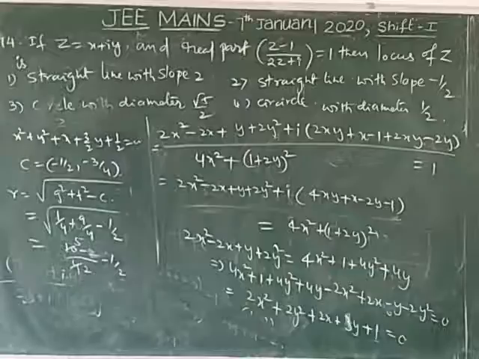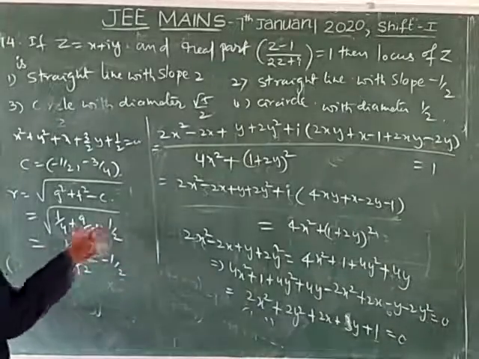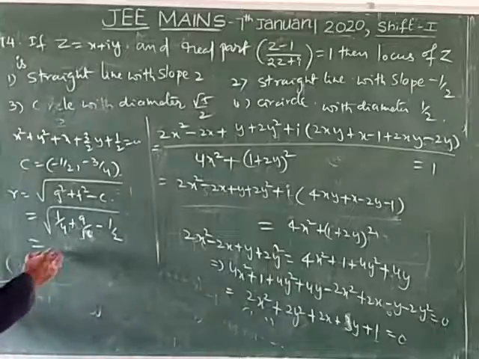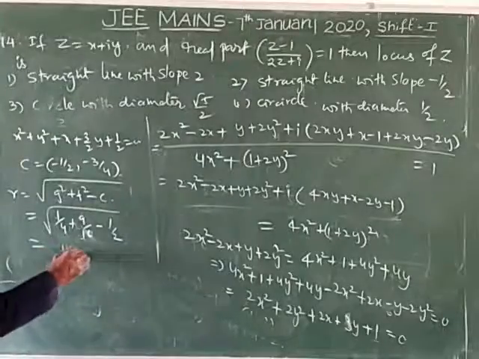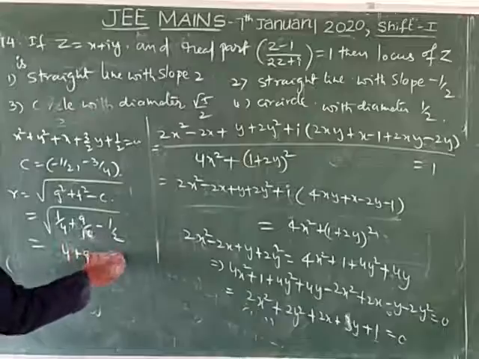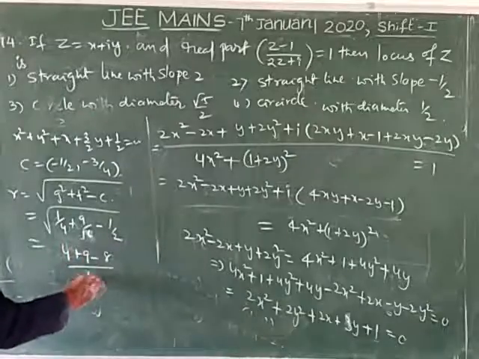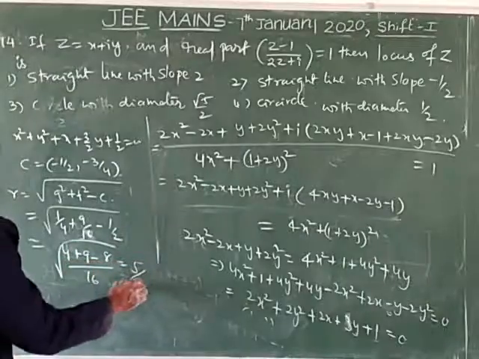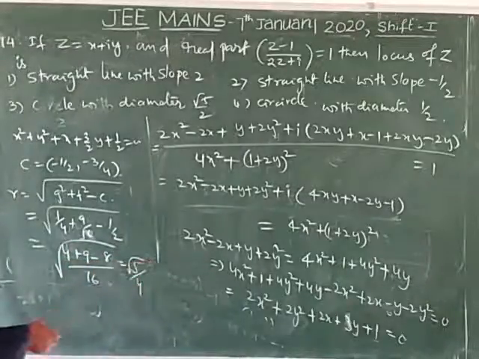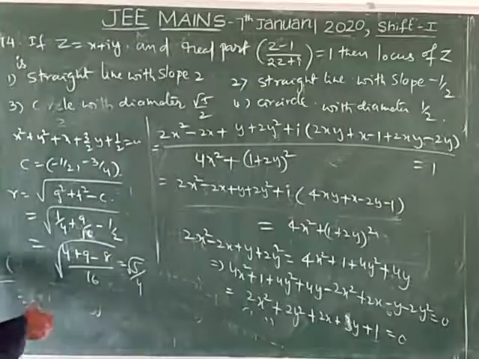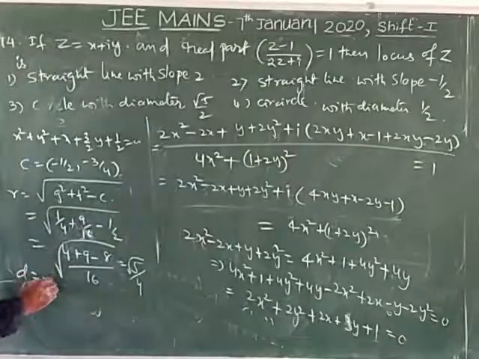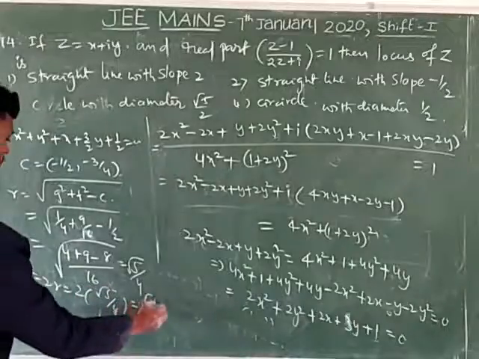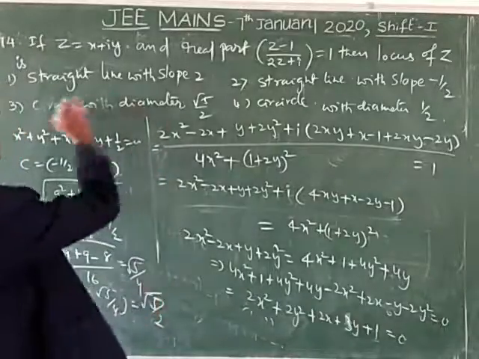See here, f is 3 by 4, and the whole square means 16. Sorry, here 4 fours are 16, and 9 by 16. Here 1 plus 5 by 4, so under root 5 by 4. This is the radius. Here diameter d is equal to 2r, so 2 into root 5 by 4 is equal to root 5 by 2. Then this is the option.